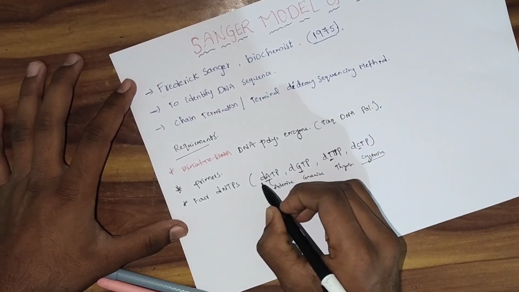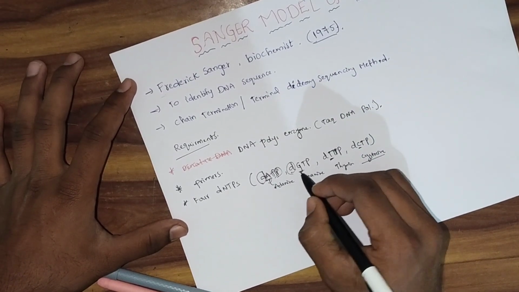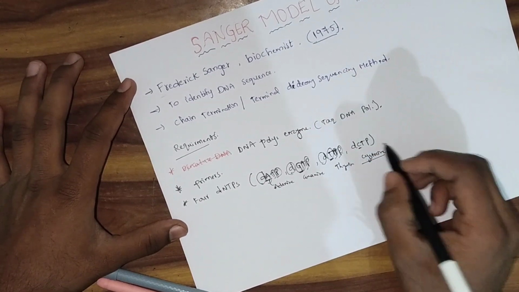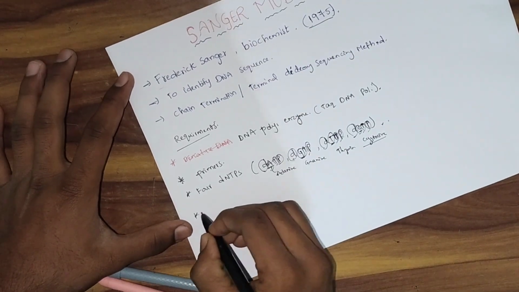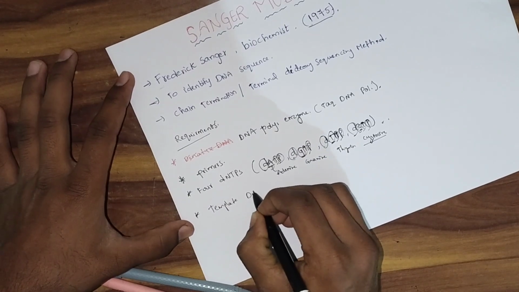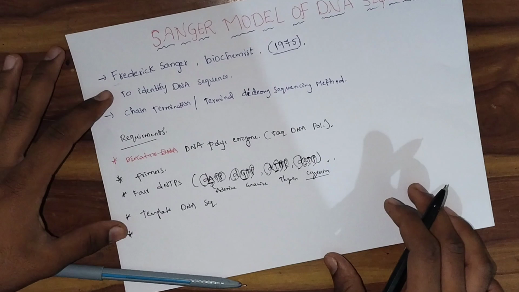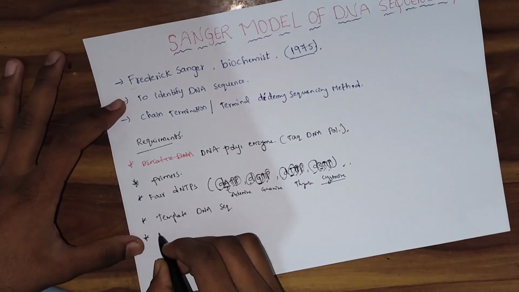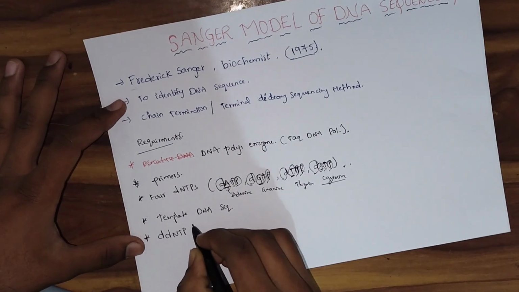These are deoxyadenine triphosphate, deoxyguanine triphosphate, deoxythymine triphosphate, and deoxycytosine triphosphate. Then we need a template DNA sequence. Next, the important thing in this process is dideoxy NTP.